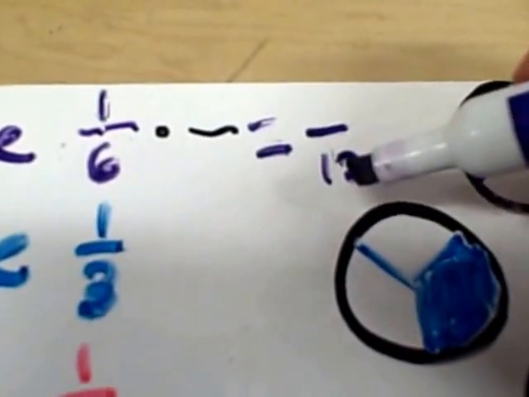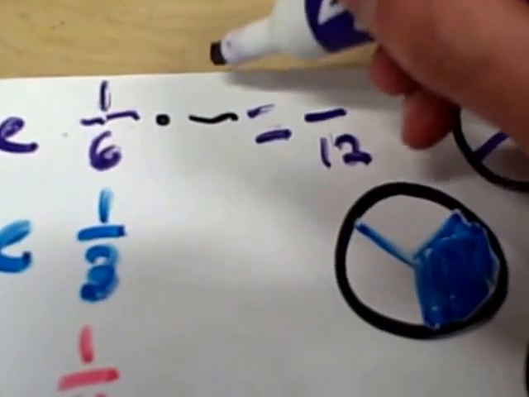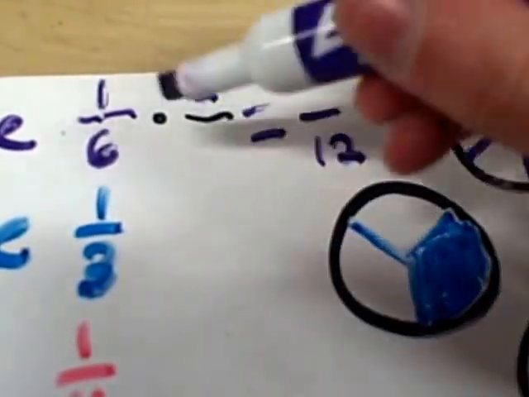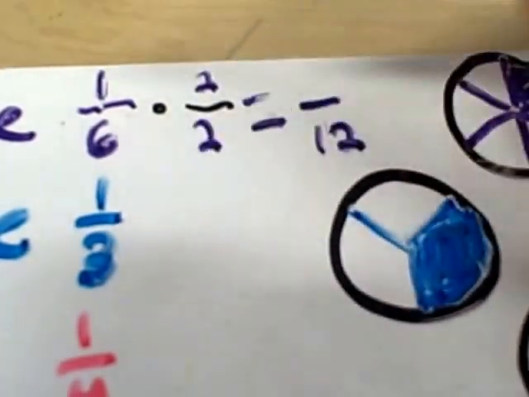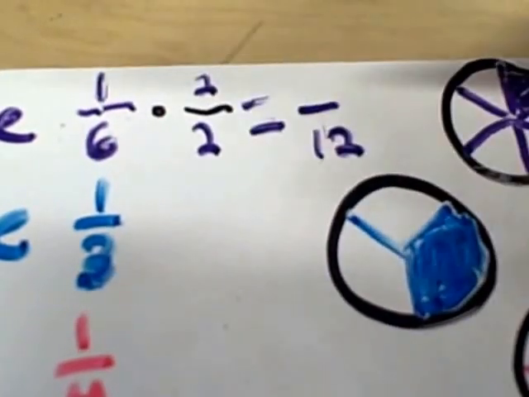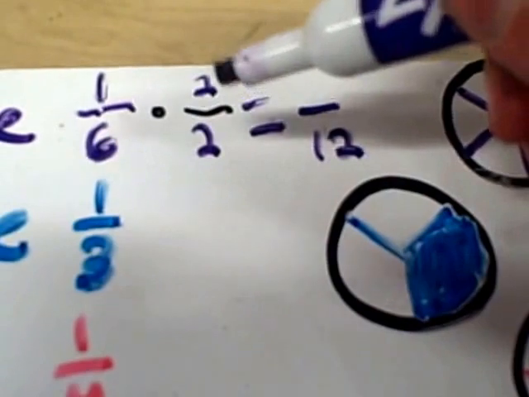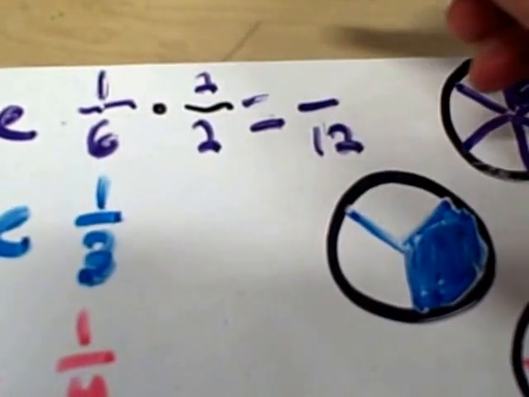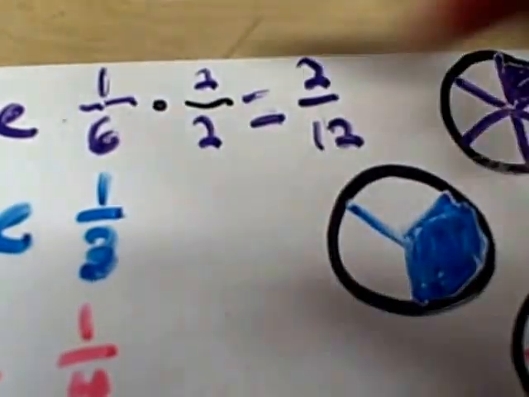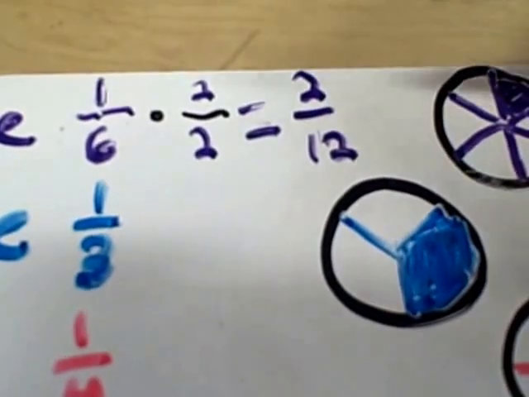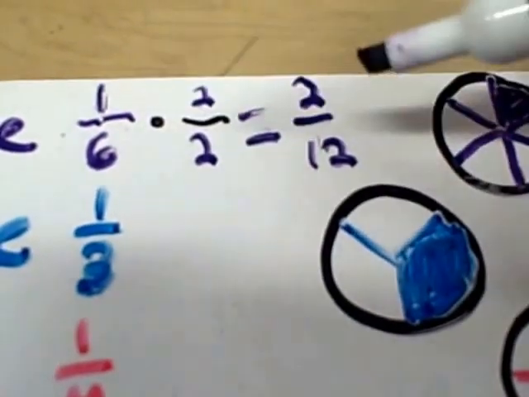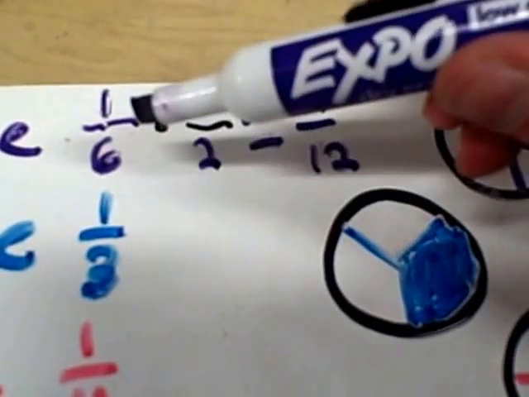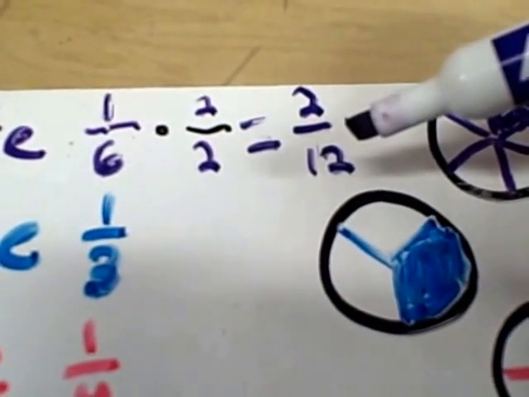What do we multiply 6 by to get 12? 2. So we have to multiply. We're actually not changing the number at all, but we're multiplying the numerator and the denominator by the same amount. So 1 times 2 is 2, and 6 times 2 is 12. And if you learned anything about equivalent fractions, you know that 1/6 is equivalent to 2/12.